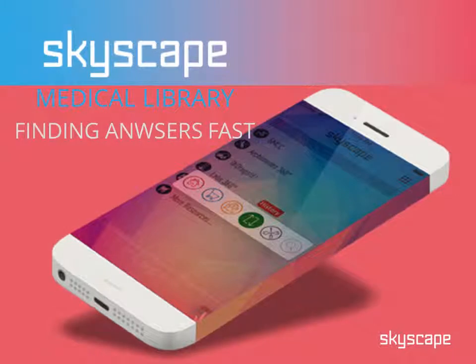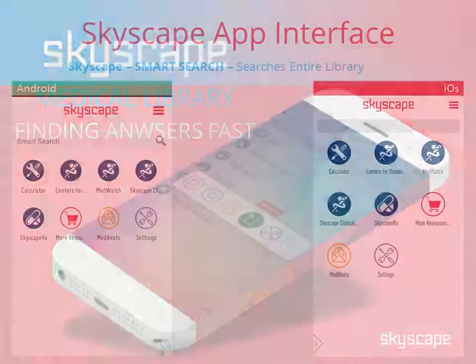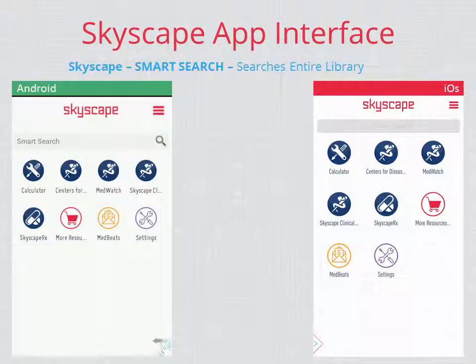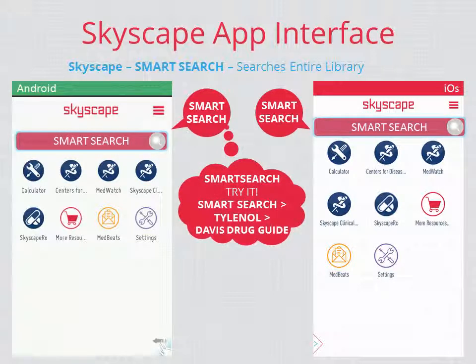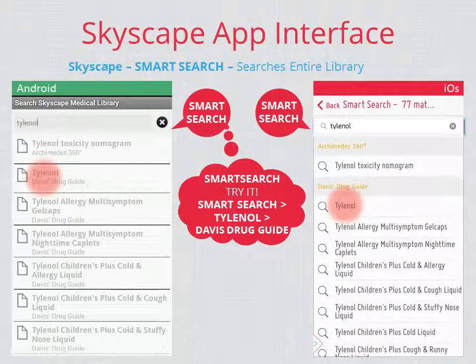Let's go ahead and start using Skyscape as you would in a clinical setting or for research. These are some ways you can find the answers you are looking for quickly and easily. Let's start at the beginning by doing a Skyscape Smart Search. Here I will go to my Skyscape bookshelf on Skyscape Home and do a smart search for Tylenol. When I tap on the smart search, your keyboard will open up and you can start typing, or if your device allows you can do a voice command to search for your topic. Let's search for Tylenol and see what happens.